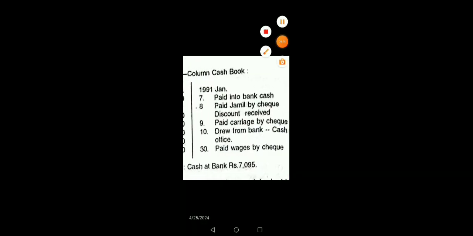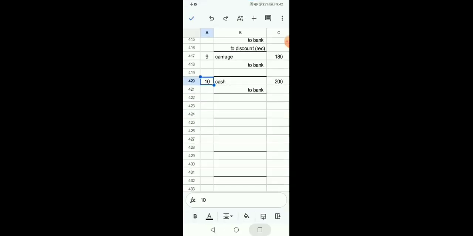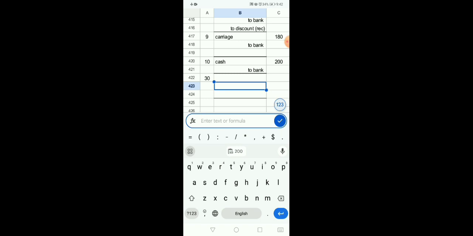Now let's see what entry number 30 is saying. Paid wages by check. Again you are paying by check. First we will be required to mention the date, and that is 30. So you are paying wages through check. When you are paying something through check, what will happen? The person to whom you needed to pay the wages, you have paid him through check.